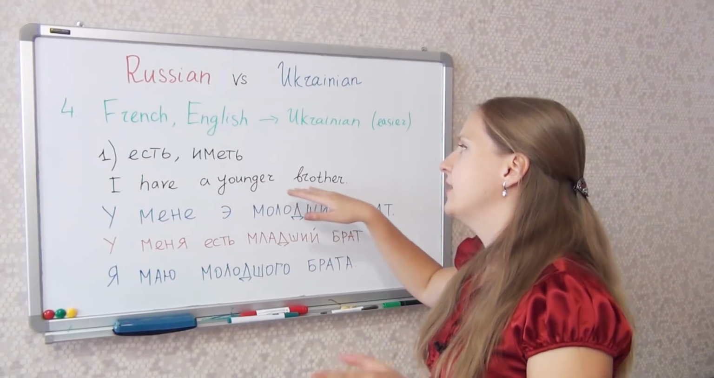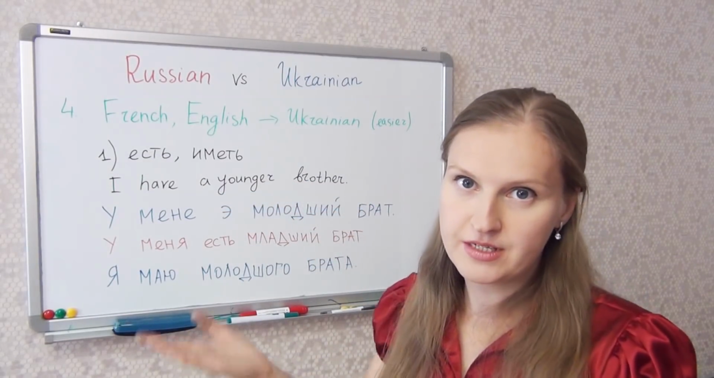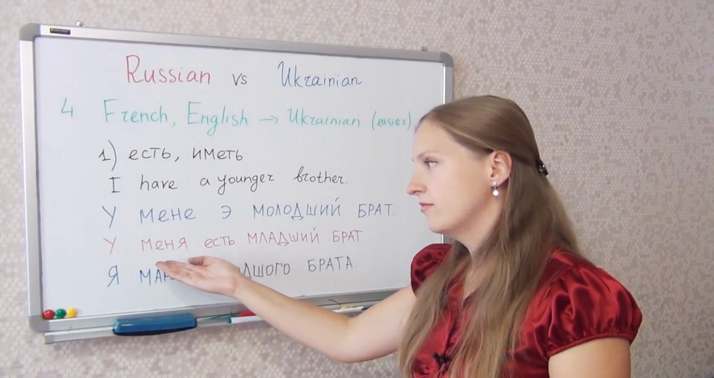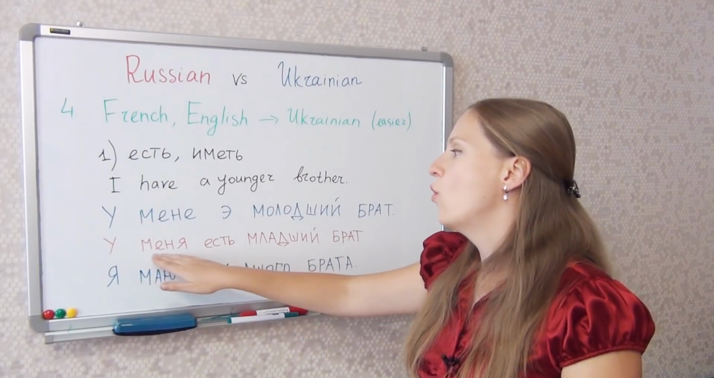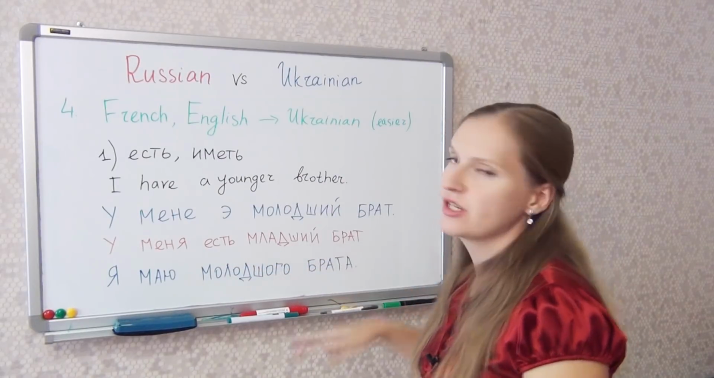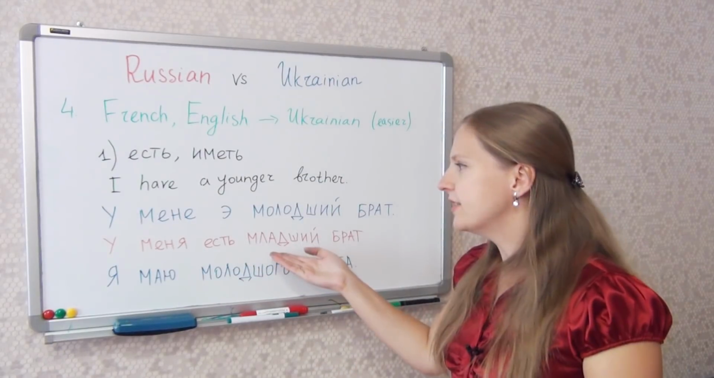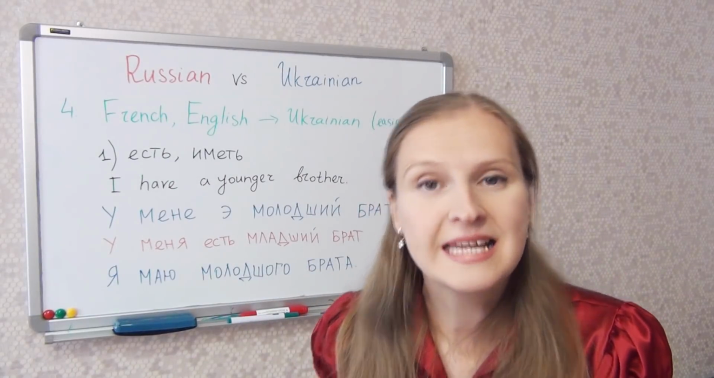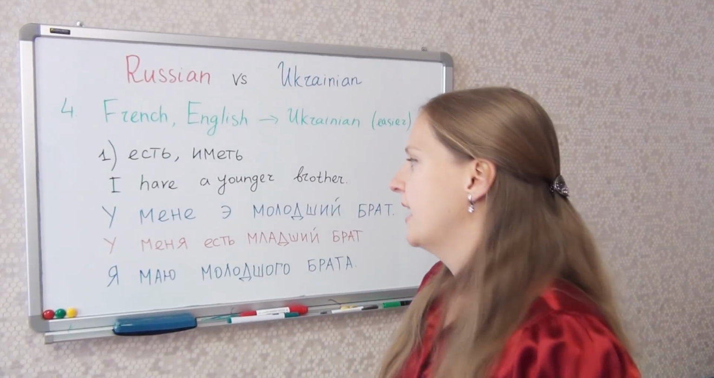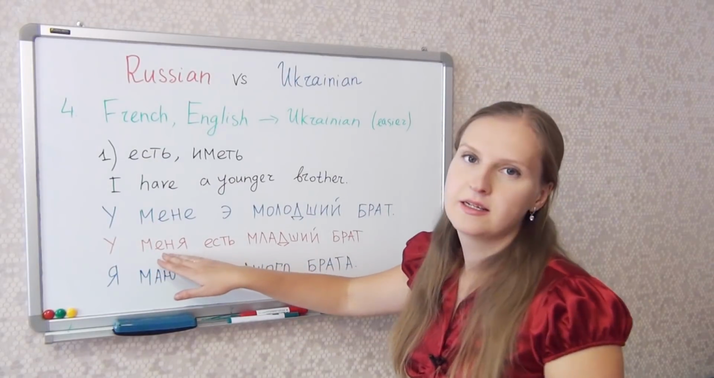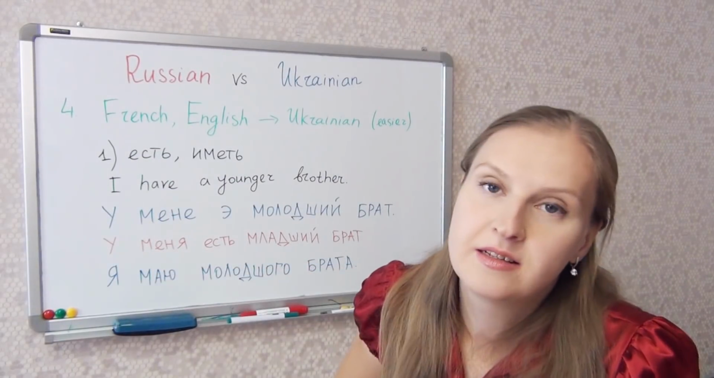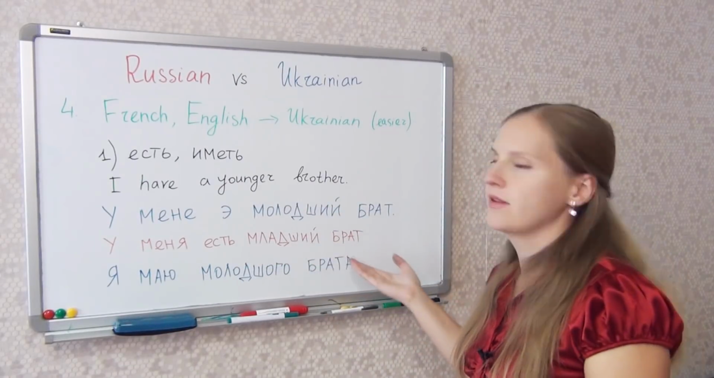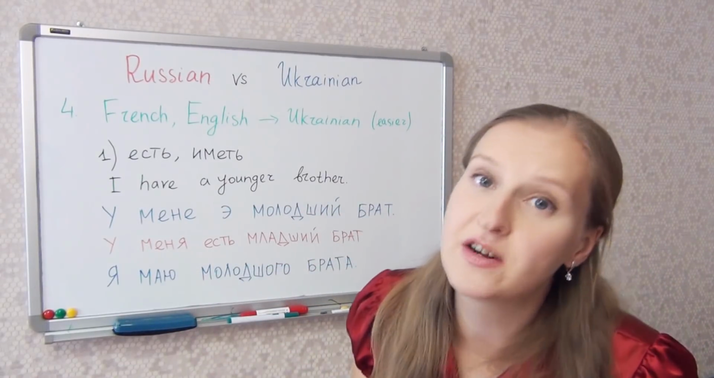I have a younger brother. This is an English sentence. In Russian, it is possible to say «У меня есть младший брат». Here, to tell the truth, младший брат, or the younger brother, is the subject of the sentence. And we use у меня, by me. It's like by me there is a younger brother, something like this. So the structure is very different.